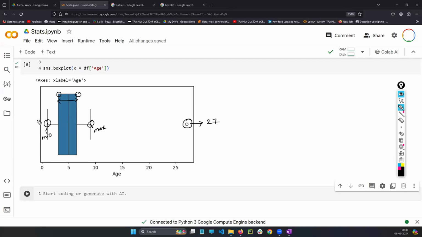The values which are less than the lower limit will be treated like outliers. The values which are more than the upper limit will be treated like outliers. 27 is a point which is completely an outlier. Now I think you got what is the meaning of this visualization and what is this point.